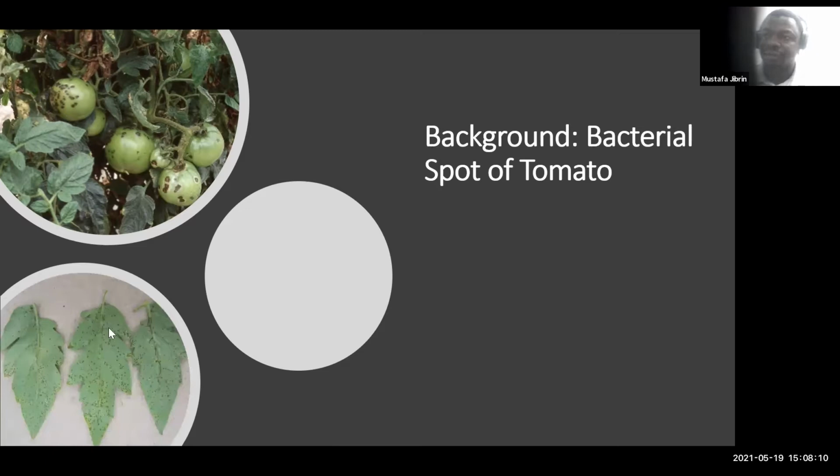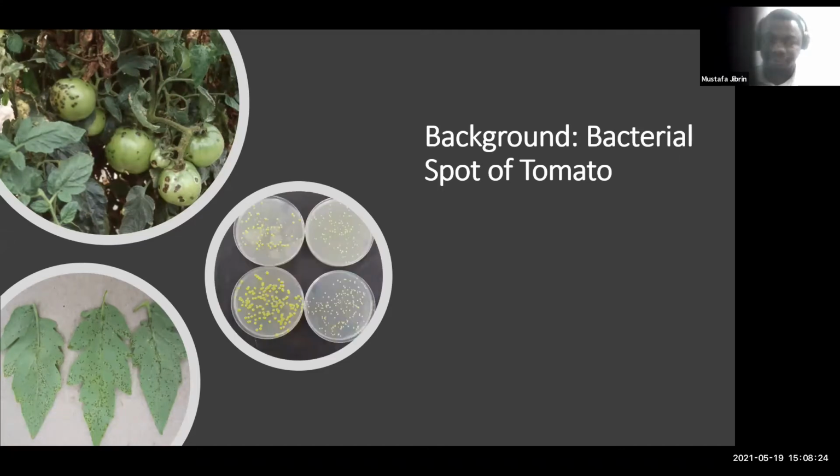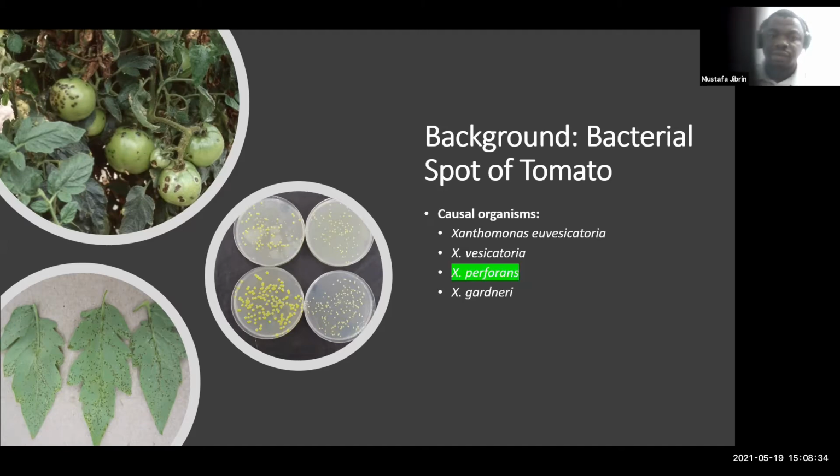On the leaves, it appears as perforations, especially if it is caused by the species I'm going to describe very soon. And if you plate it on a nutrient agar medium, you're going to have yellow mucoid colonies on the growth at about 24 to 48 hours after plating. So 4 different bacterial species cause this disease: Xanthomonas vesicatoria, Xanthomonas perforans, and Gardneri. In Florida, Xanthomonas perforans seems to be the most dominant species causing bacterial spot of tomato. And it accounts for this perforating signs you see on the leaves of tomato at early stage of infection.